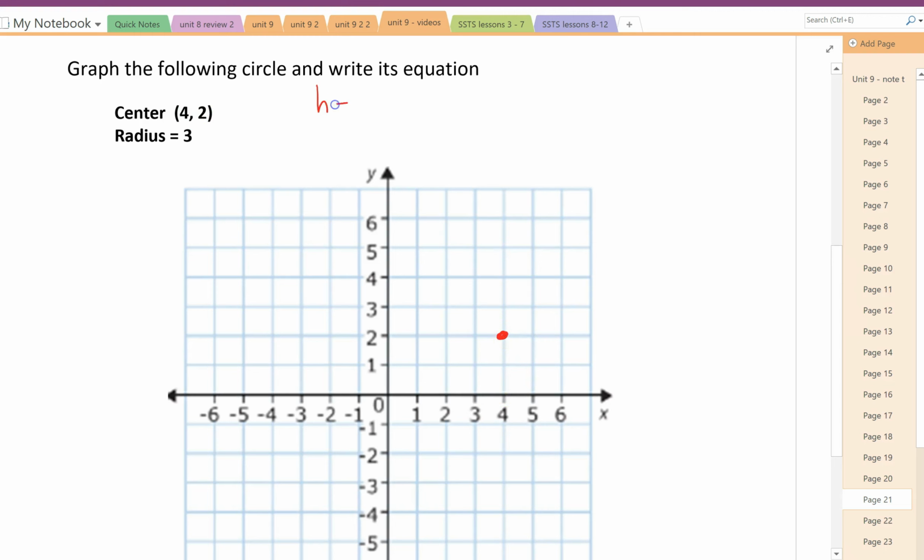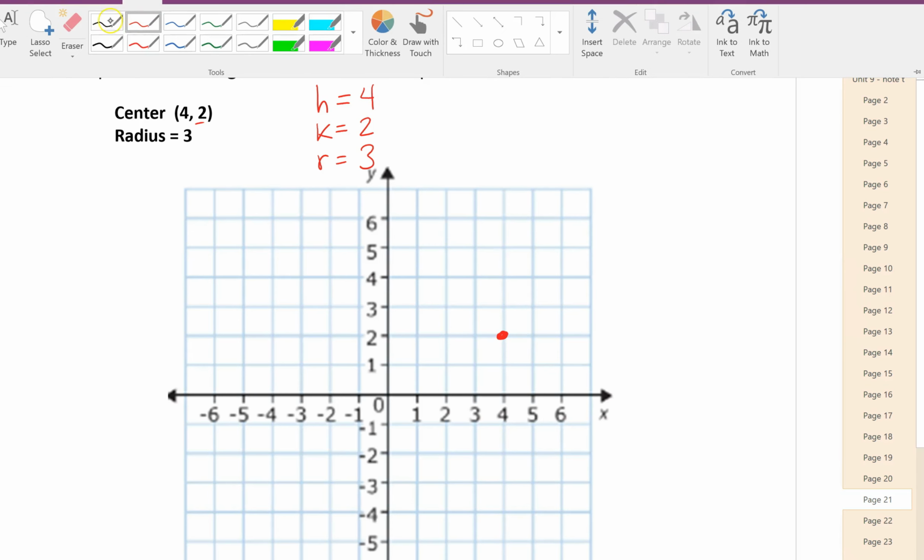So what I need to write the equation again is h, k, and r. Well, it tells me the radius right here is 3. K is the y value of the center of the circle, and so that's going to be this 2 right here. H is the x value of the center of the circle. Okay, so now I have all the pieces I need to write the equation.